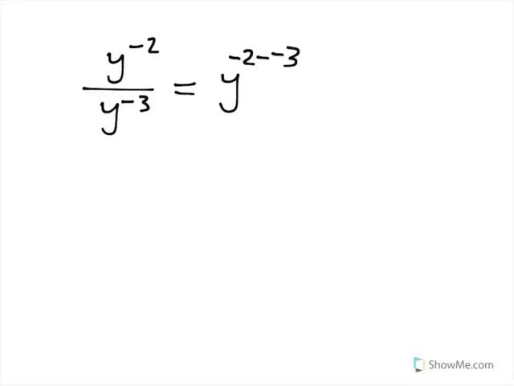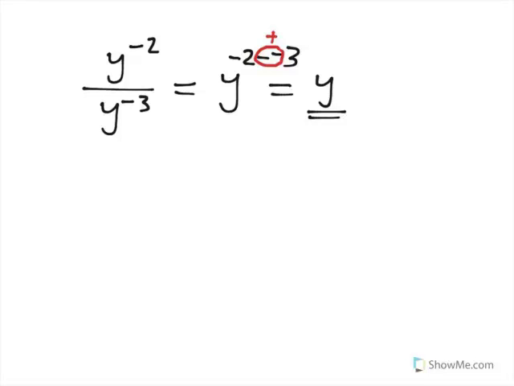Suppose we had y to the minus 2 divided by y to the minus 3. Well, it would be y to the top power, the power in the numerator, take away the power in the denominator. And these two negatives make a positive. So what's the final answer? Negative 2 plus 3 is 1. So the power is 1, we don't bother to write the 1 in. Okay?